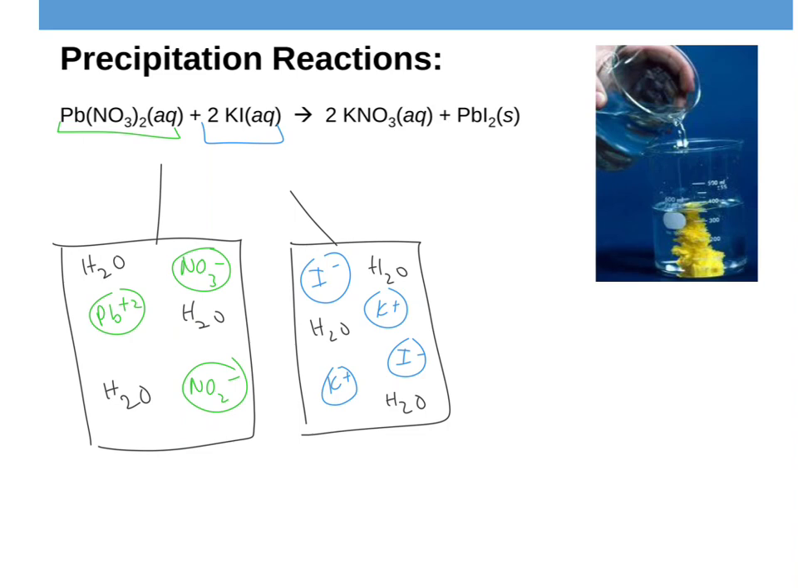They are surrounded by water molecules and they're in a solvation sphere, which we can talk more about later. But they're separate and they're floating around.